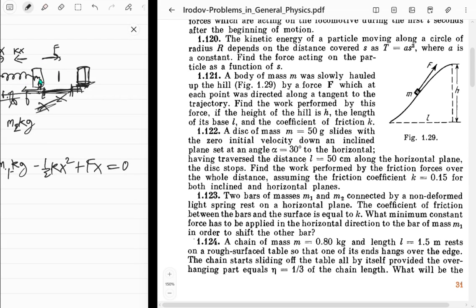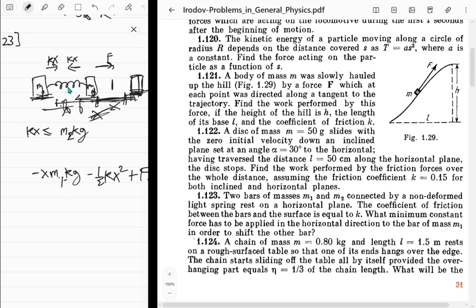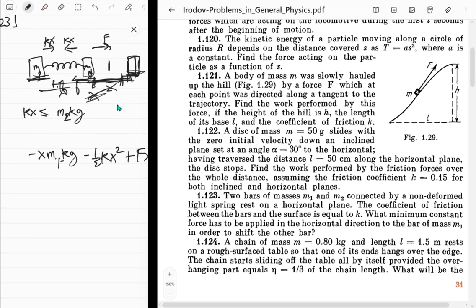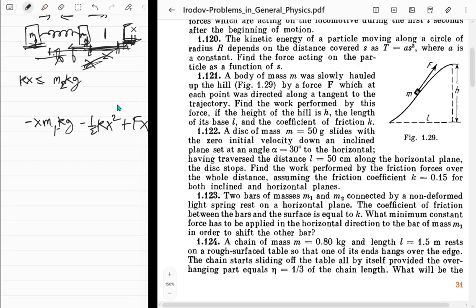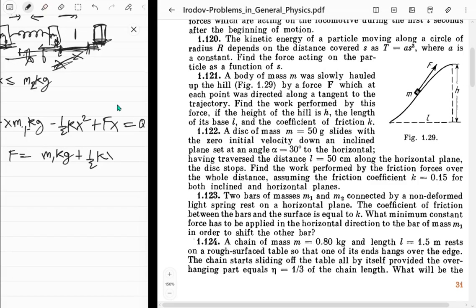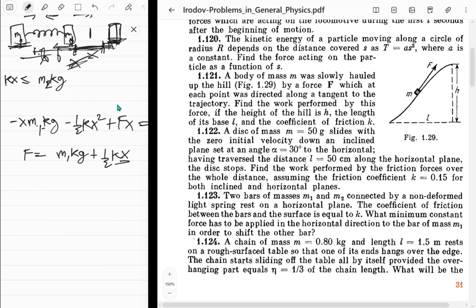This thing is increasing, that's the main thing. So after a certain point, this guy has to stop, right? Assuming that this does not move. So wherever it stops, you will have the maximum X value, because after that it will come down over there. So let's figure out what this X should be such that this becomes 0. F is equal to M1 kg plus half kx. That should do it, I think. So now you have what X is.